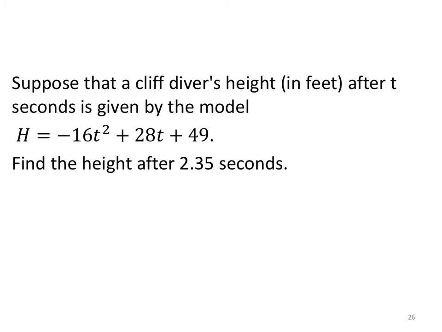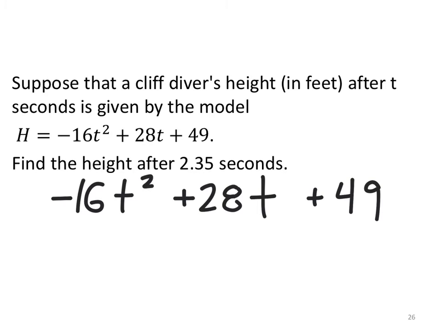Suppose that a cliff diver's height in feet after t seconds is given by this model. We don't have to calculate this, like if you were in a science or physics class, you probably would. We'll find the height after 2.35 seconds. Okay, this one's not too bad actually, because we can use the calculator to calculate it completely. So I'm going to write it out just exactly like I see it there. And then what did they tell us? Well, we want to know the height after 2.35 seconds. And so I'm going to replace the t's with 2.35.